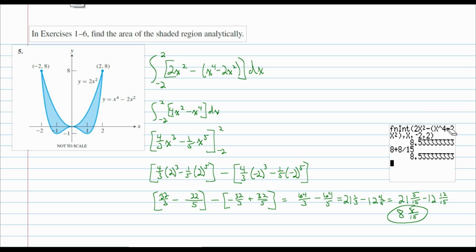Now when I put that in my calculator, I'm going to integrate 2x squared minus x to the fourth minus 2x squared dx from negative 2 to 2, and I get 8.5333, whatever. And just to make sure, 8 and 8/15 is also 8.53333333. So we did it right.